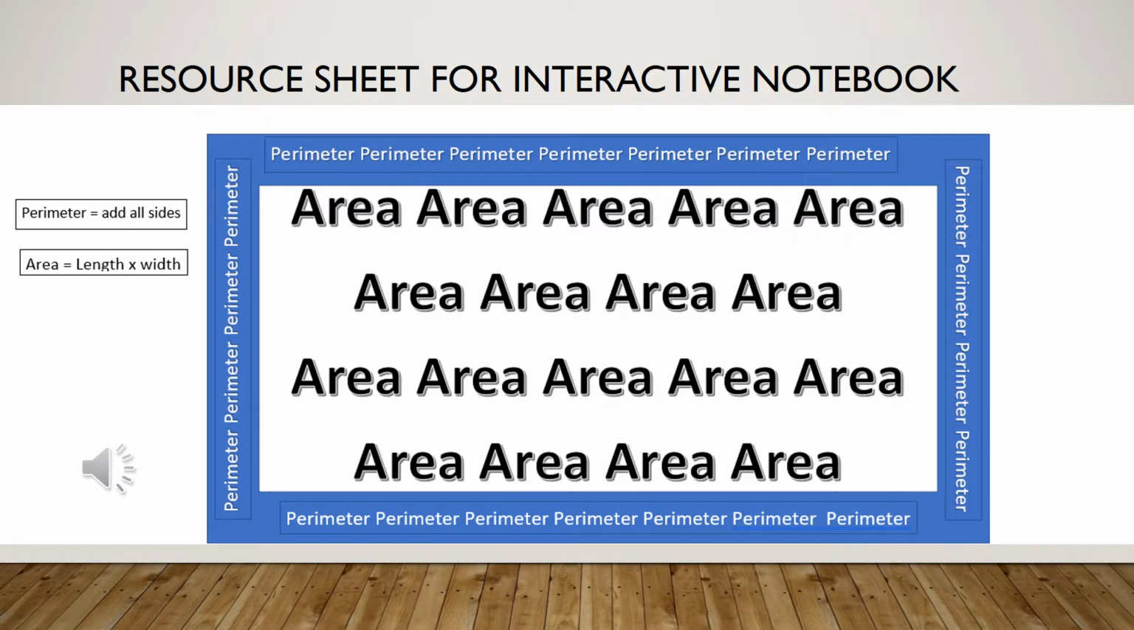This is a resource sheet which is helpful for all students, including students with disabilities. The sheet presents the content in another way. The perimeter is colored blue to draw attention to it, and the formulas are written on the side. This resource will be helpful during rotations for students with disabilities to refer to. It also incorporates universal design for learning, as it is showing the material in a different format, and it is something that all students benefit from.